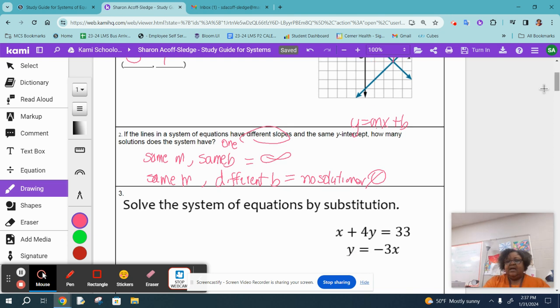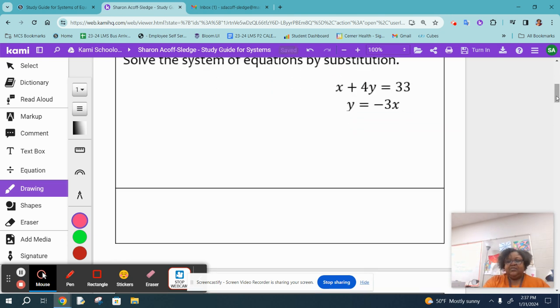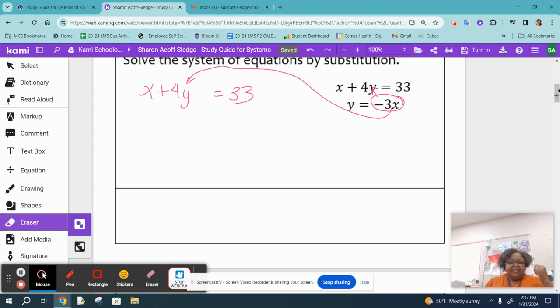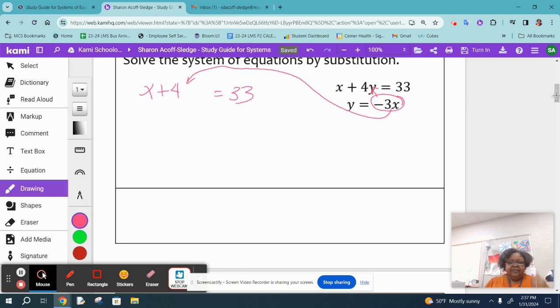This one says solve the system of equations by substitution. Now, in a sports game, if you're going to substitute somebody, that person goes out. So y is equal to negative 3x. I'm going to substitute it there for y. So y goes out of the game. Okay, so I have x plus 4y equals 33. So right here where I have the y, I'm going to put the 3x. So y leaves the court. We put the negative 3x in there.